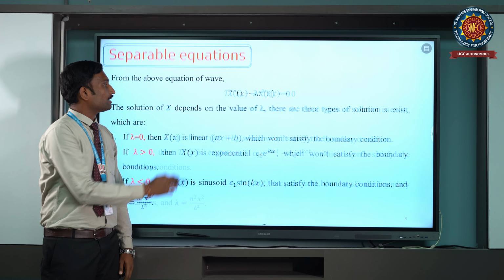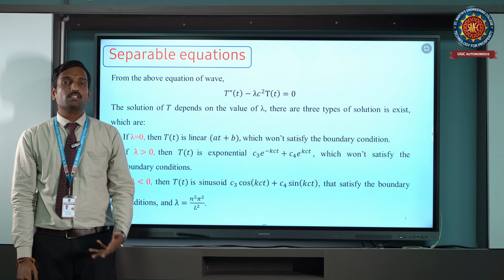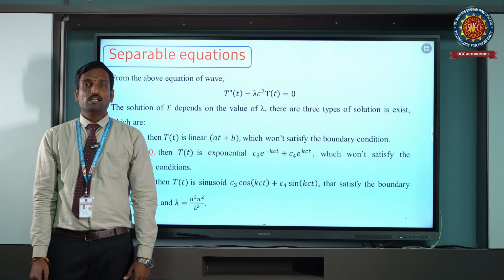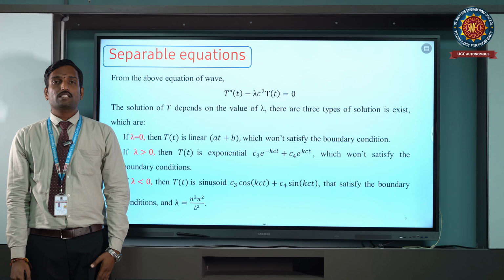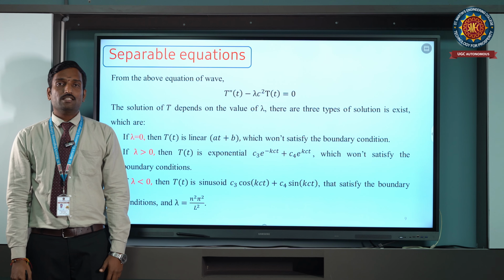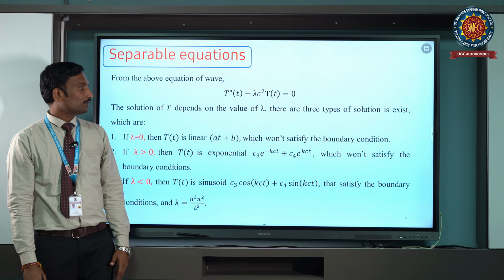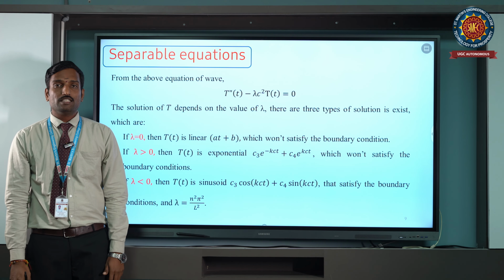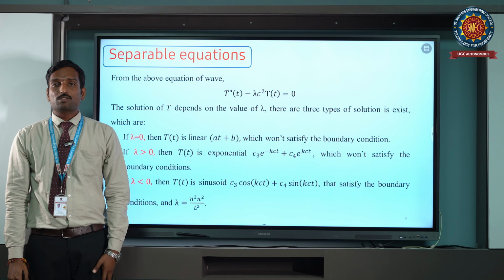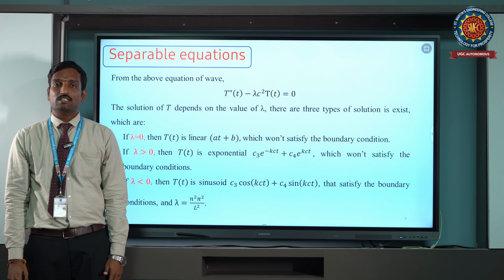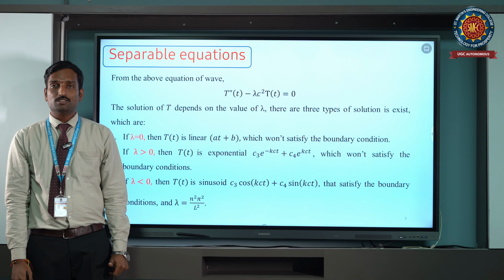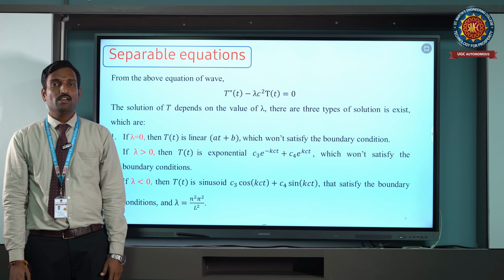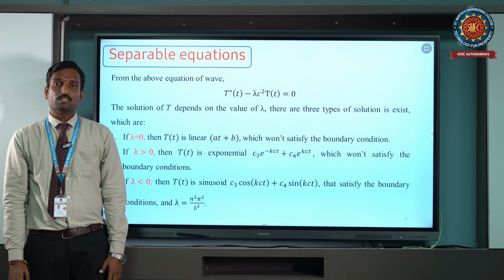Coming to the T(t) solution, here also we got the three different solutions for lambda equals 0, lambda greater than 0 and lambda less than 0. If lambda equals 0, the same boundary condition that we can apply here would not be satisfied, and whenever lambda is less than 0, we get the correct solution for T(t).